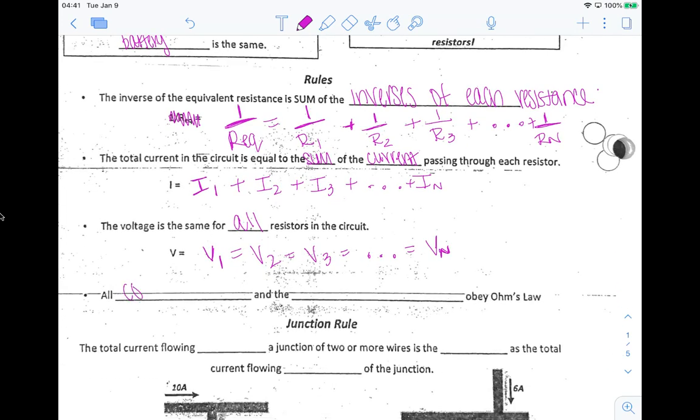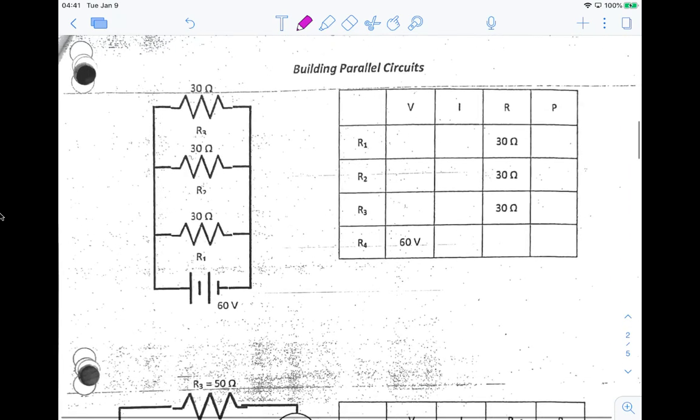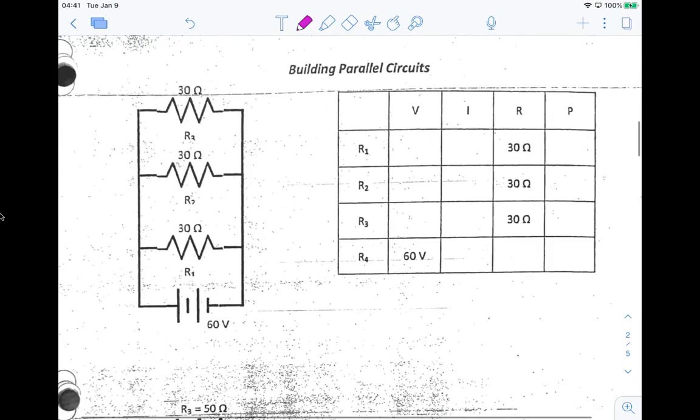All of your components in your circuit, just like in series circuits, and the whole circuit obey Ohm's law, which again is V equals IR. Just like we set up our chart when we did series circuits, we're going to do the same thing for parallel. We just have a couple of different rules that we're going to use. As far as the junction rule, we're going to talk about that tomorrow. So I'm going to hold off on that, and we're just going to jump right into doing some problems.